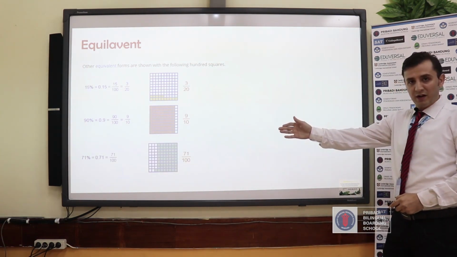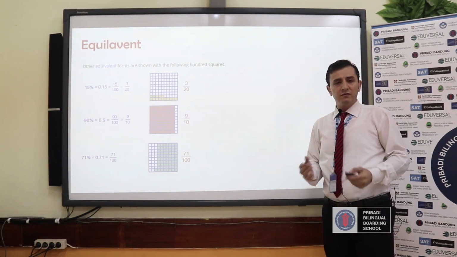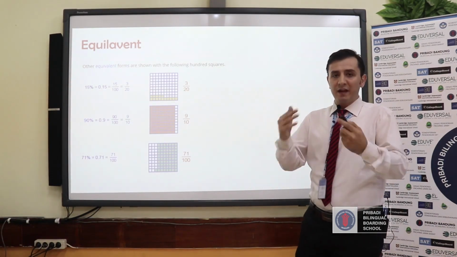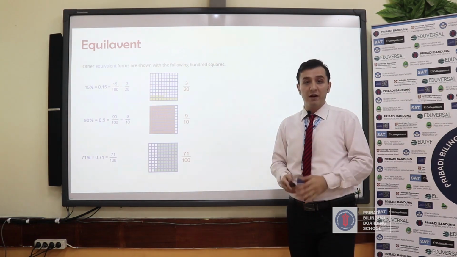And here is another example given to you, 71 over 100. Actually, 71 over 100 cannot be simplified because those two numbers don't have any common factor.